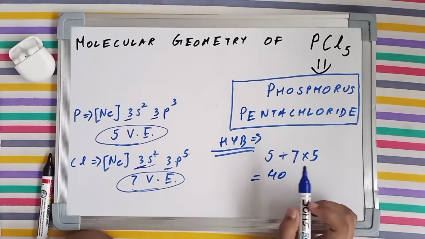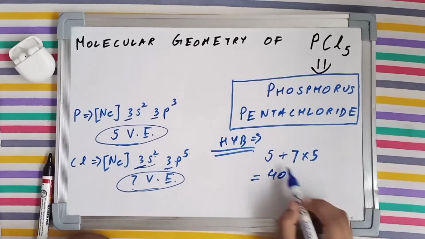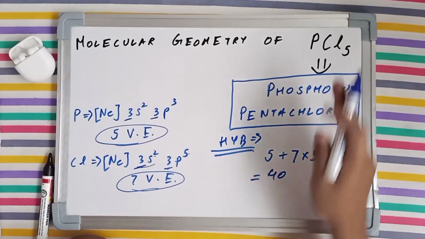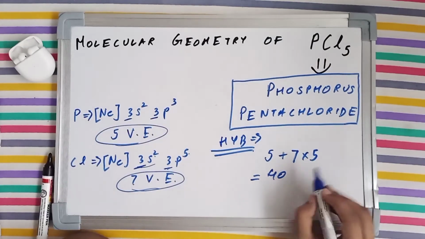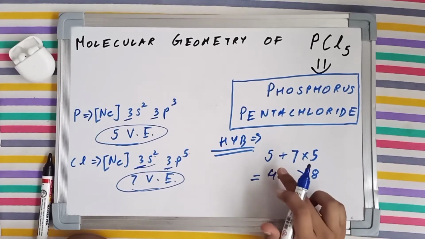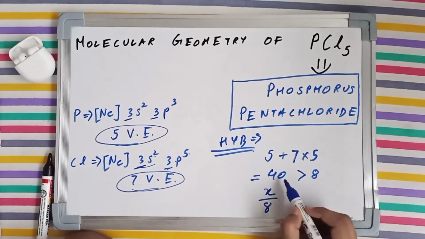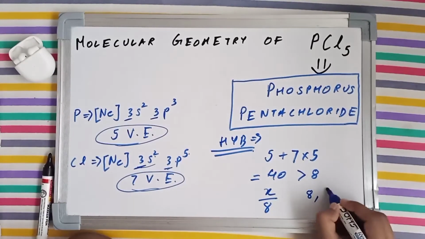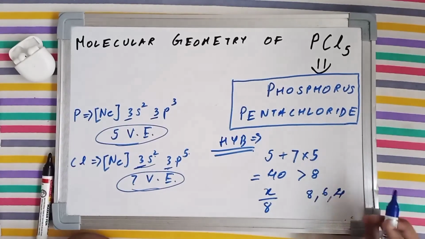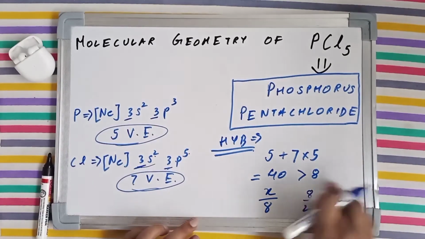Now I've told you before that while calculating hybridization, this is the total number of valence electrons of the molecule. If this number, suppose we call it x, comes out to be greater than 8, then we divide x by 8. But if x would have been 8 itself, or maybe 6, or maybe 4, 8 or less than 8, then we would have divided it by 2. So this is the rule of hybridization.